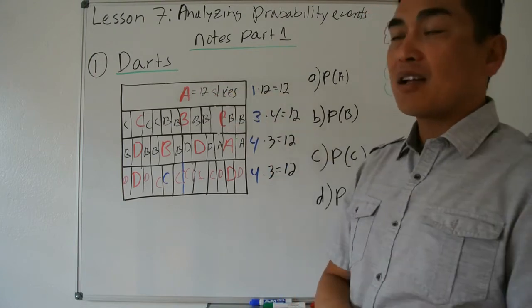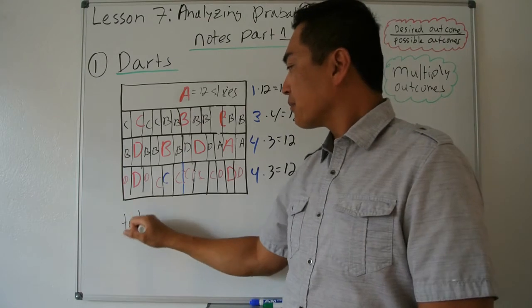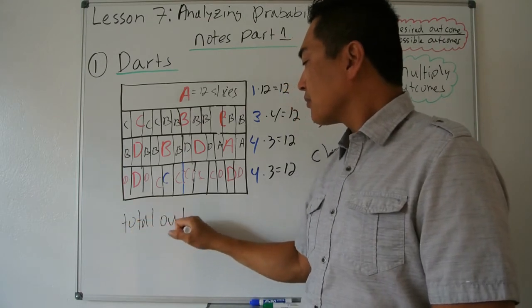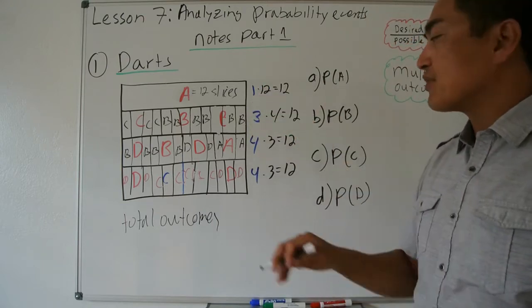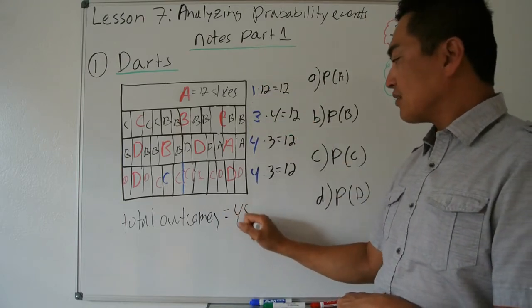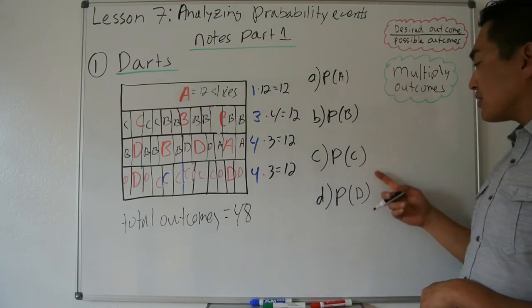All right. I think I'm ready to go. And my total outcome, obviously 12, 12, 12, 12. That gives me 48 slices. All right. Now I'm ready to go ahead and do these problems.